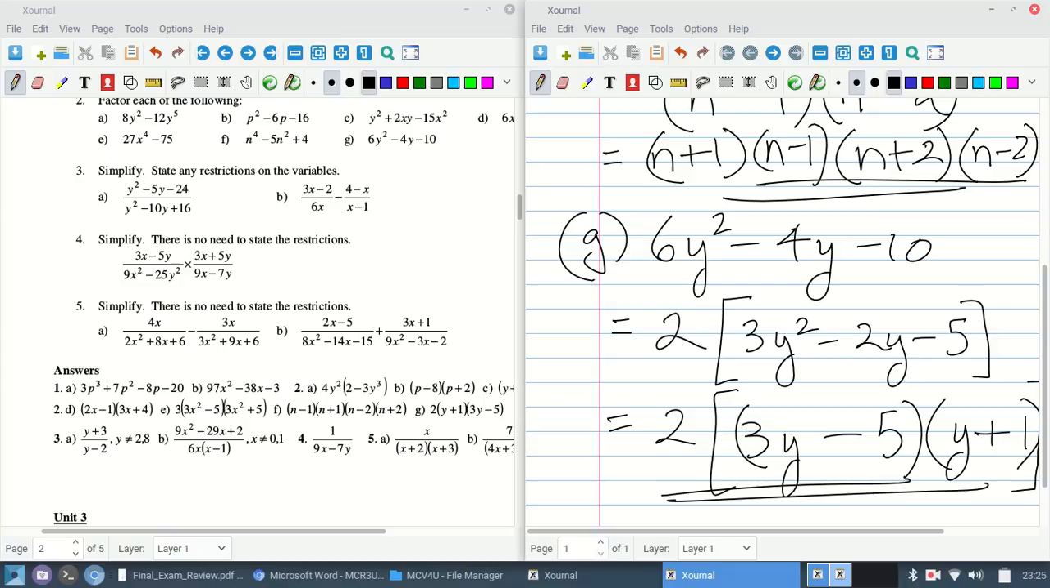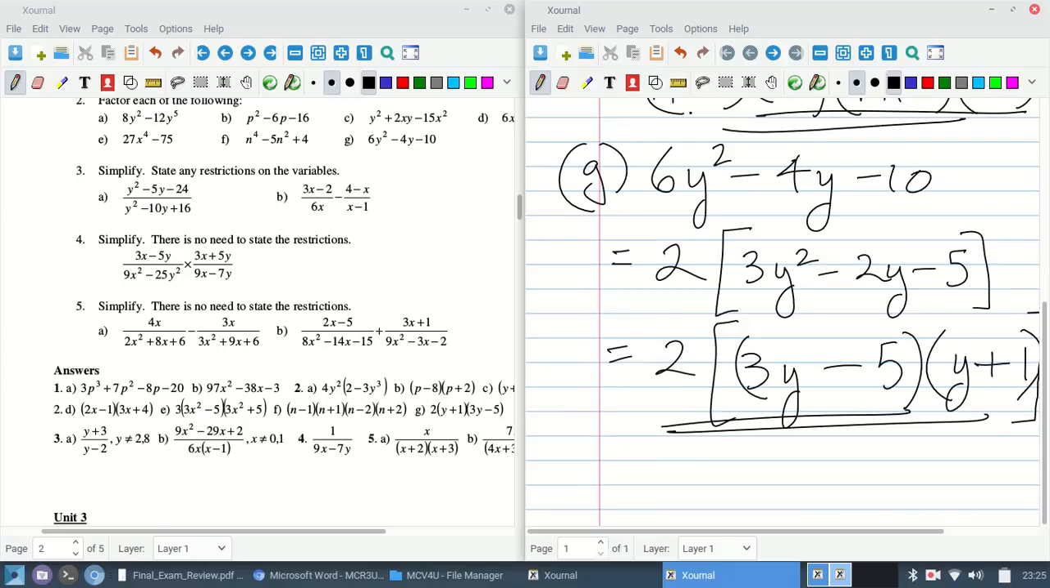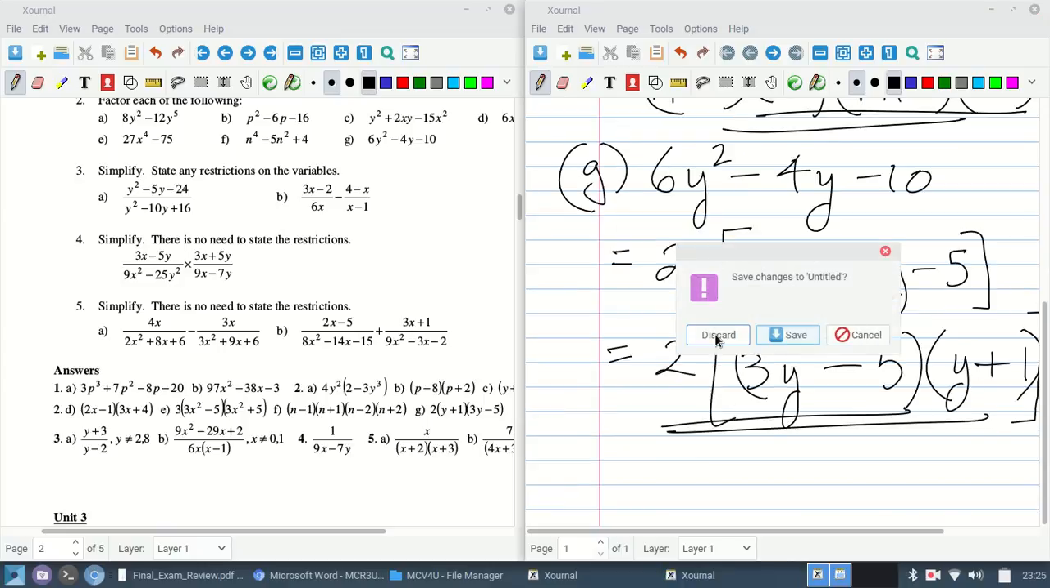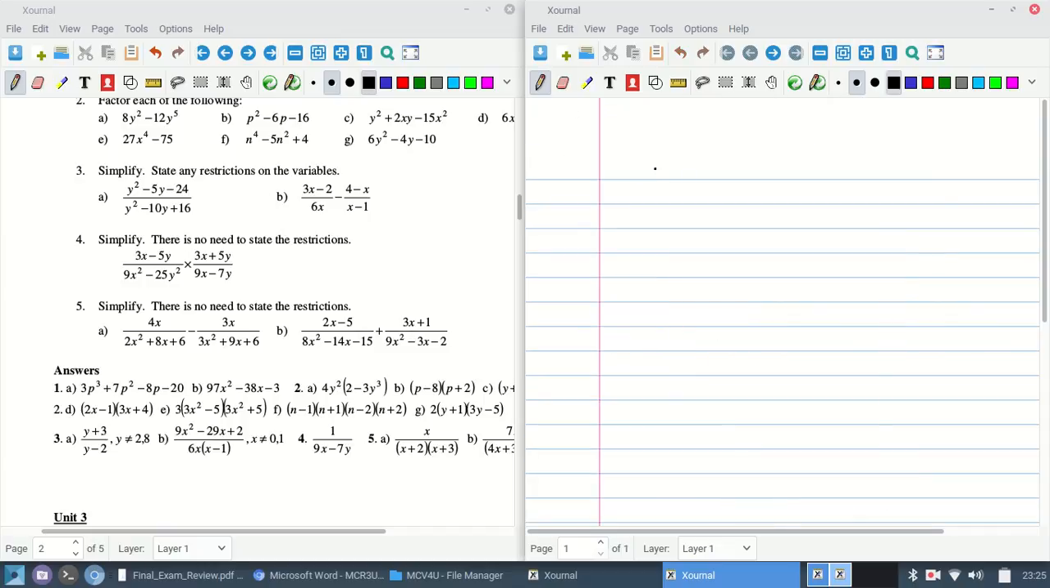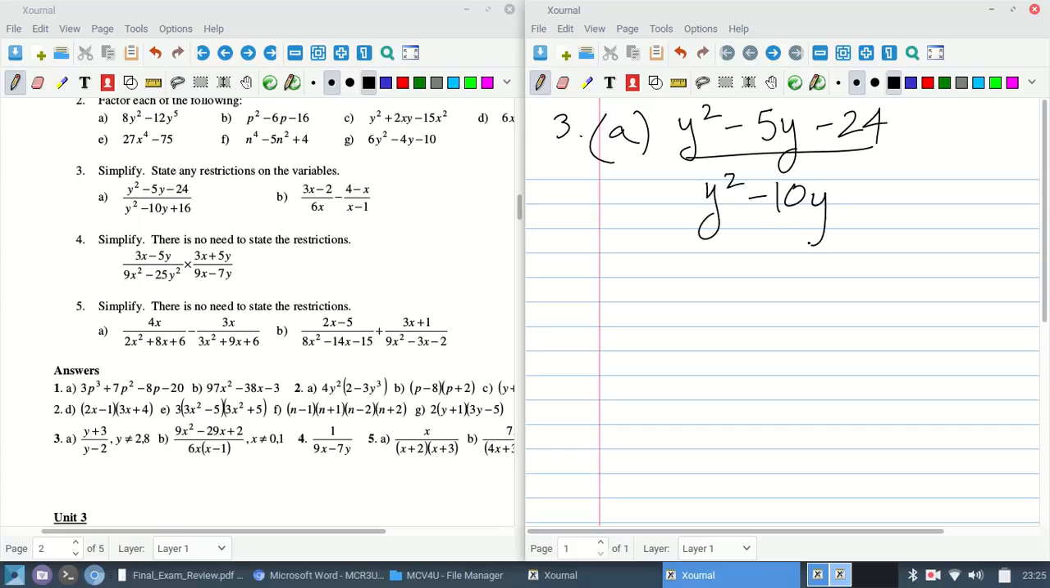Okay? So we just finished factoring. Now we're going to do straight up simplifying and stating restrictions. Now, before we state restrictions, if it's not already factored, factor it, okay? So in 3A, we've got y squared minus 5y minus 24 over y squared minus 10y plus 16, okay? So let's factor the bottom, right? Because that's where our restrictions are probably going to come out of.